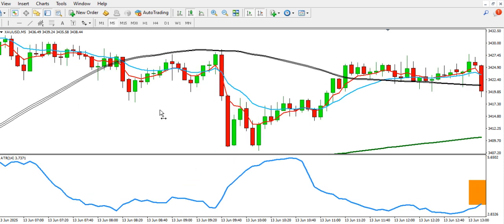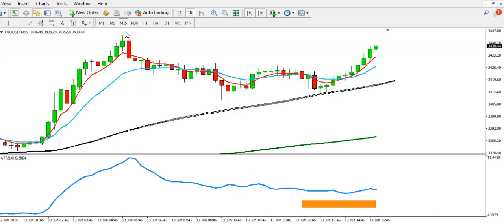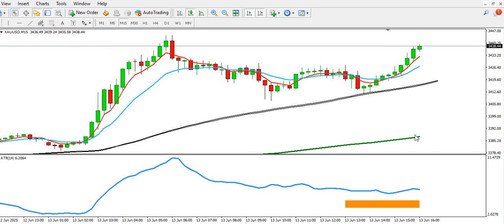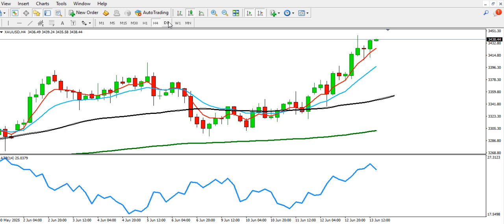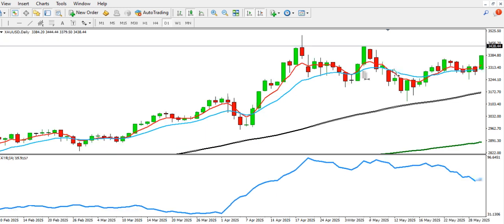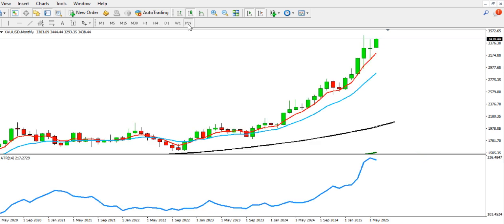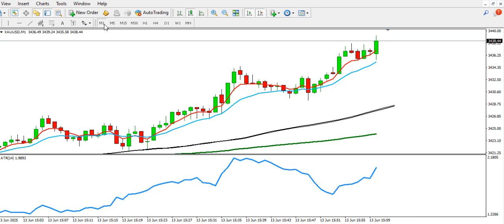That shows price uptrend. On the 15 minutes time frame, also uptrend, all indicators above the 200 period. On the 30 minutes uptrend. On the 1 hour uptrend, 4 hour uptrend, daily uptrend, all indicators above the 200. Weekly also uptrend, and same thing for the monthly. So gold is in an uptrend. On the 1 minute it's also an uptrend.